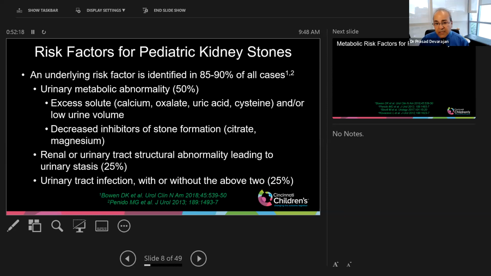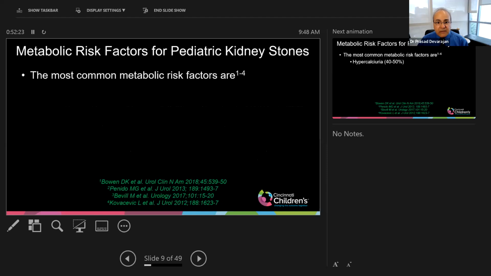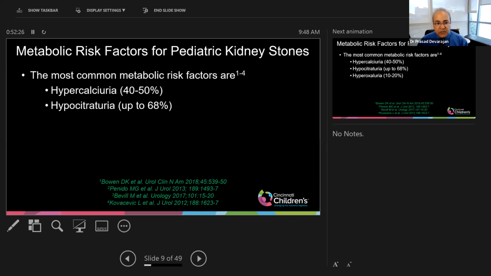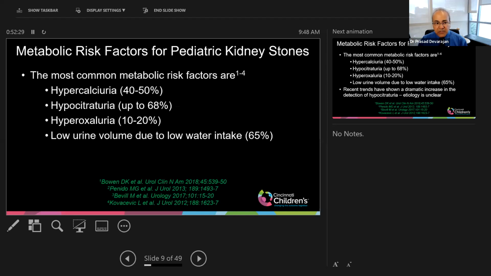So let's look at each of these risk factors very briefly, and we'll start with urinary metabolic abnormalities. And many of these have already been addressed by Dr. Azmeri, and so we'll briefly go over that. So it's either hypercalciuria, hypocitraturia, hyperoxaluria. Those are the most important solute causes. And of course, all of those are confounded by low water intake and low urine volume.